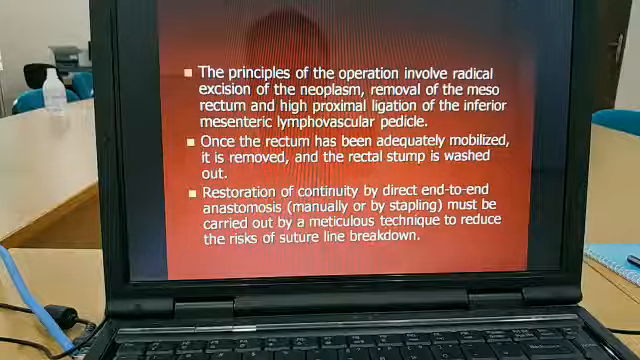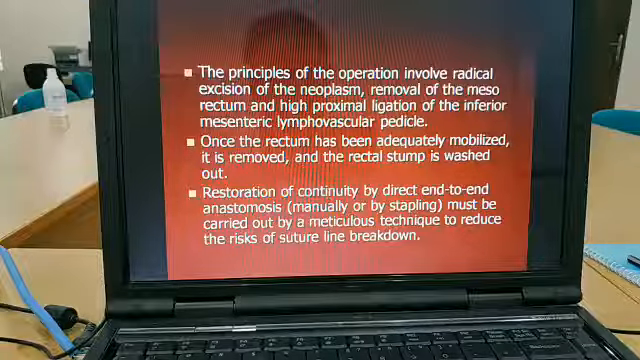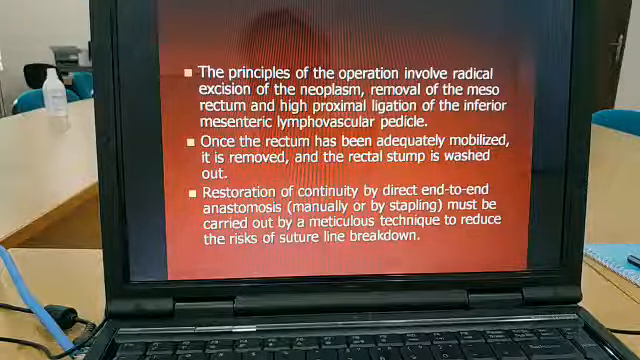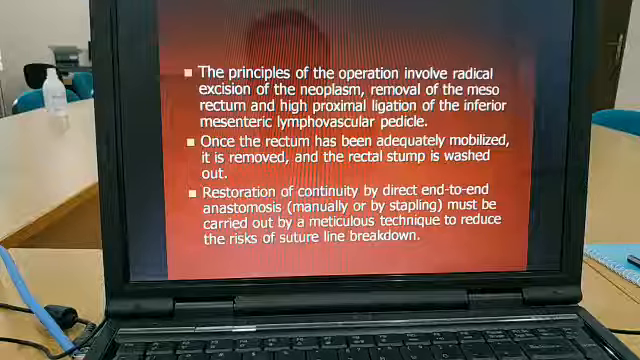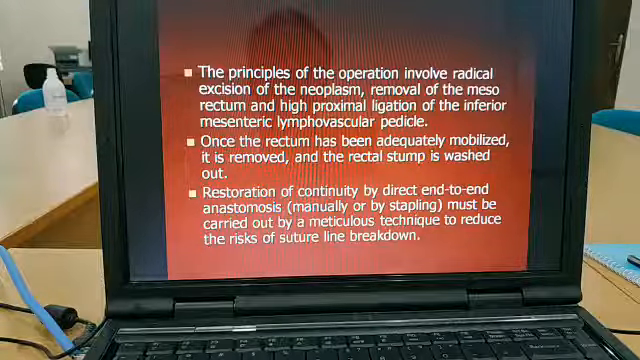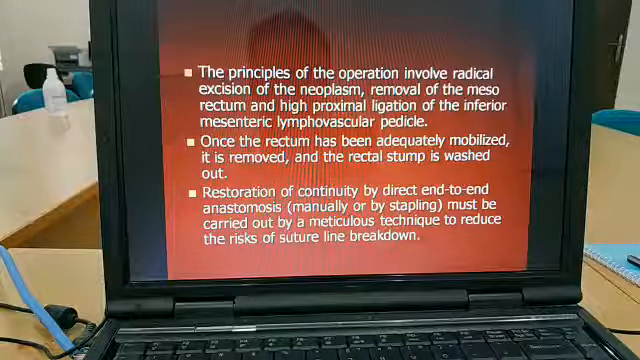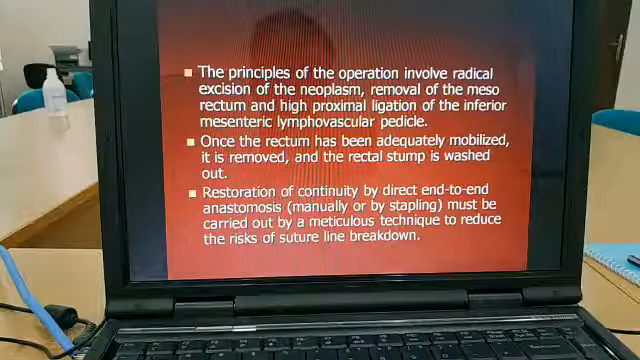Once the rectum has been adequately mobilized, it is removed and the rectal stump is washed out. Restoration of continuity by direct end-to-end anastomosis, either manually or by stapling, must be carried out by meticulous technique to reduce the risk of suture line breakdown. So this is anterior resection, that is, after excision of the rectum and the mesorectum, restoring anatomical continuity either manually or by stapling. This is called anterior resection.